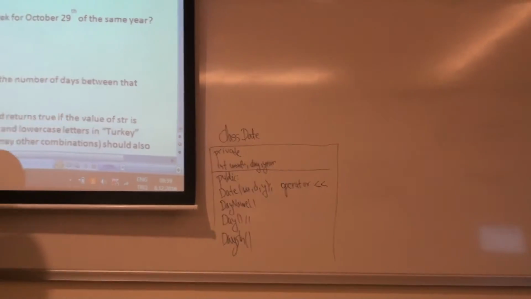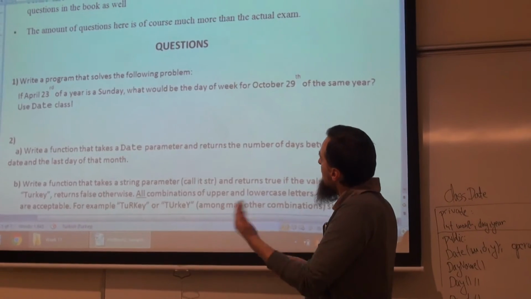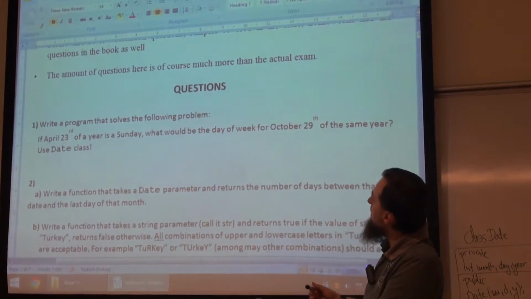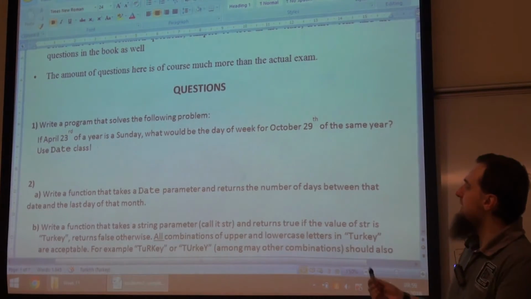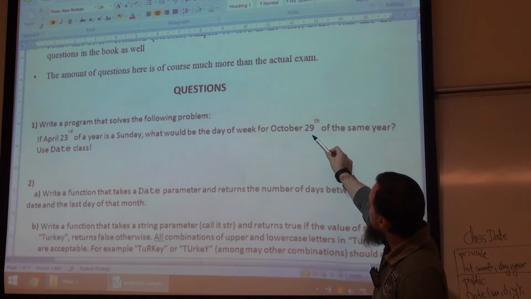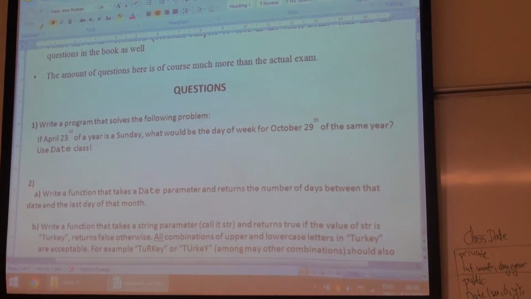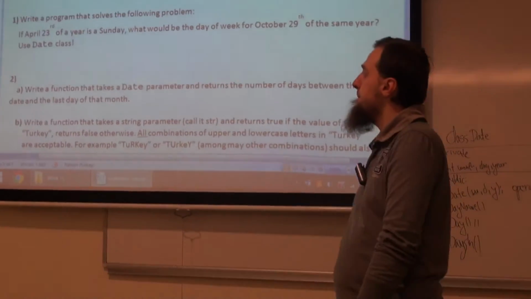The 23rd of April of a certain year is Sunday, and we want to know what the day would be for October 29th of the same year. Do you have any idea how we can do this?